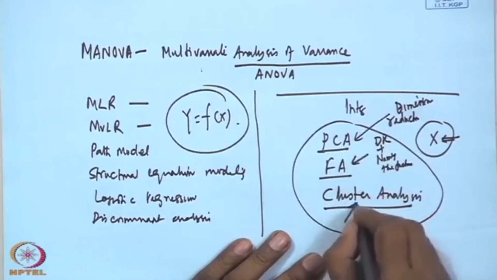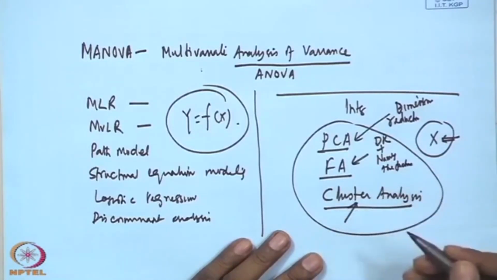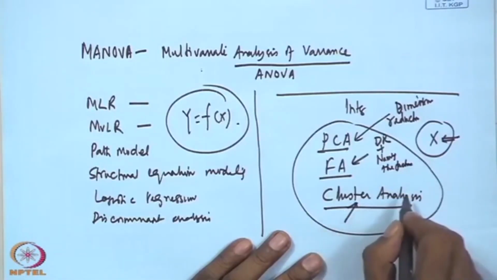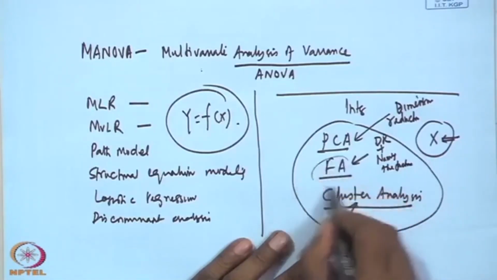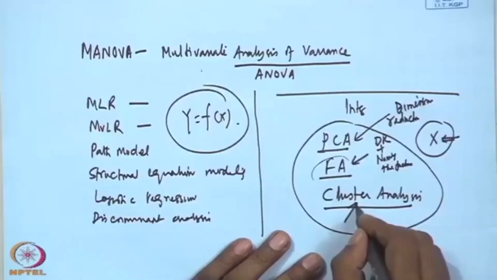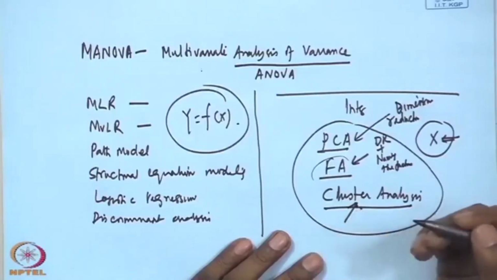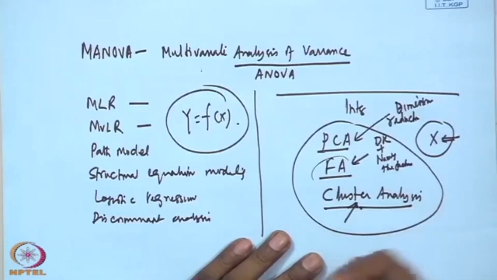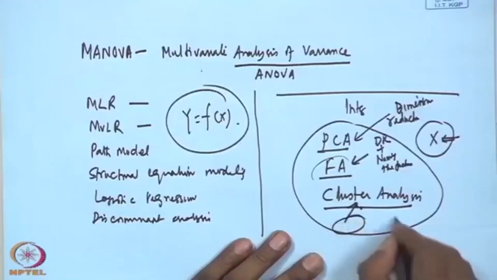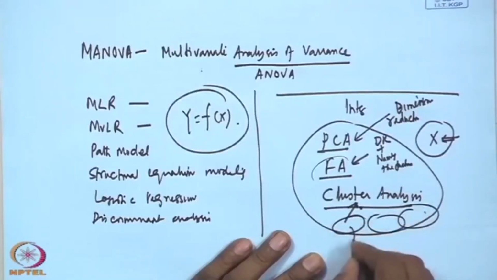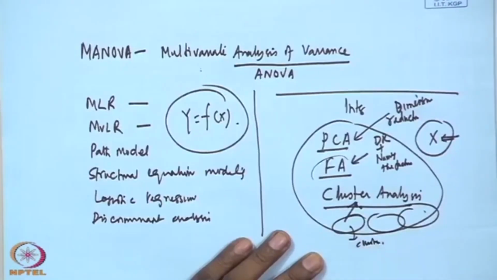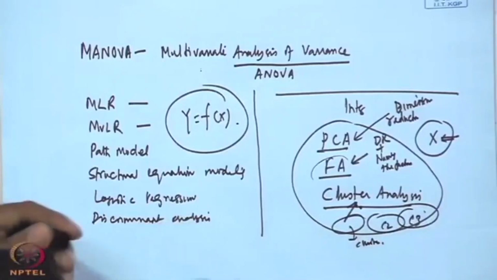In cluster analysis, we want to group the individuals, not the variables. In factor analysis and PCA, we basically group the variables and then reduce the dimension. In cluster analysis, we will not group the variables; we will group the individuals, items, or objects on which data is collected, and then we make several clusters: cluster 1, cluster 2, cluster 3. Like this, several clusters will be formed.